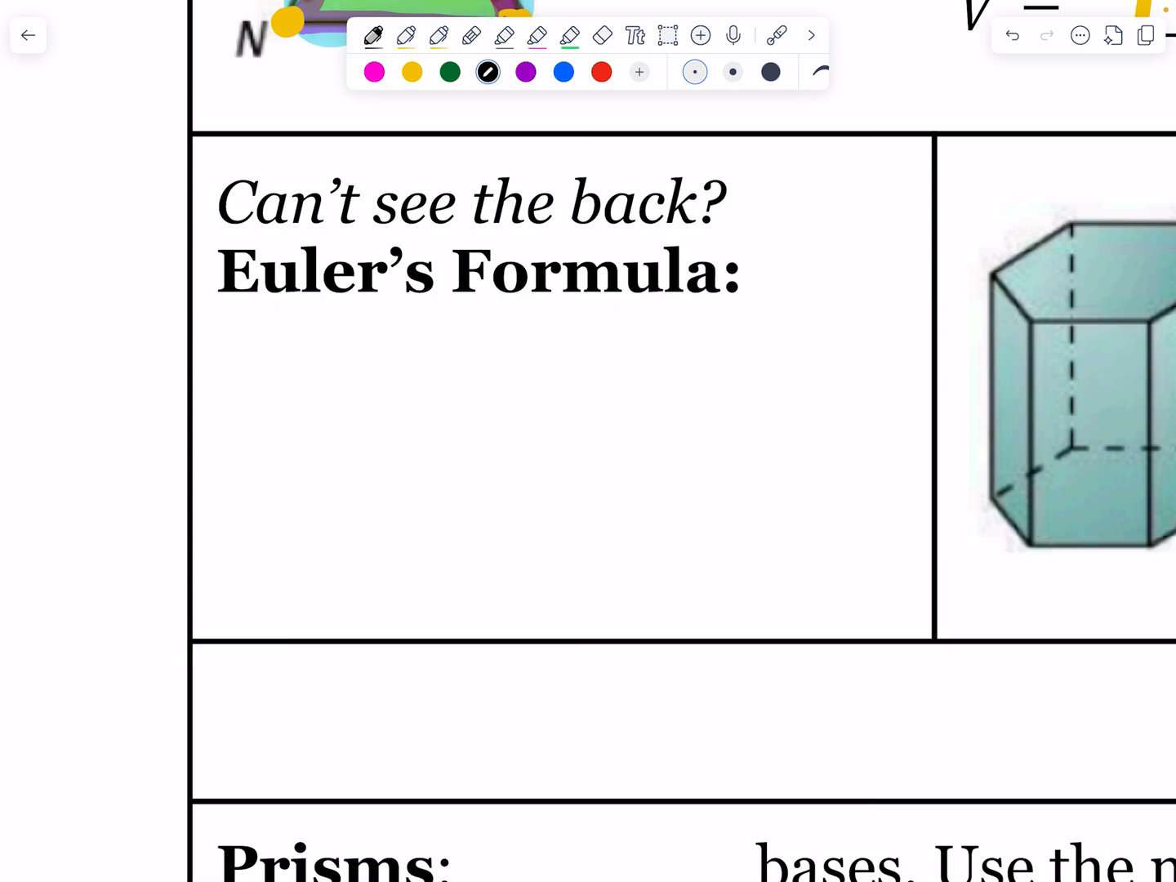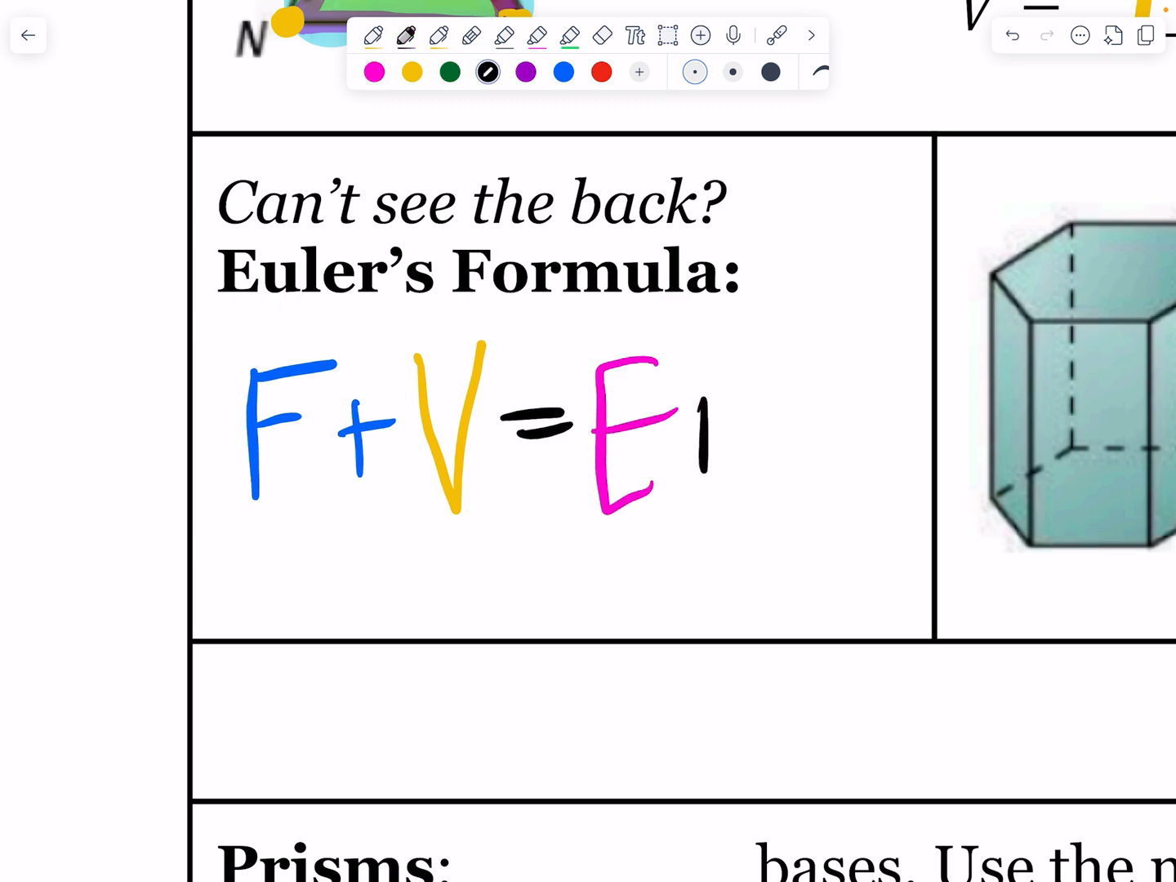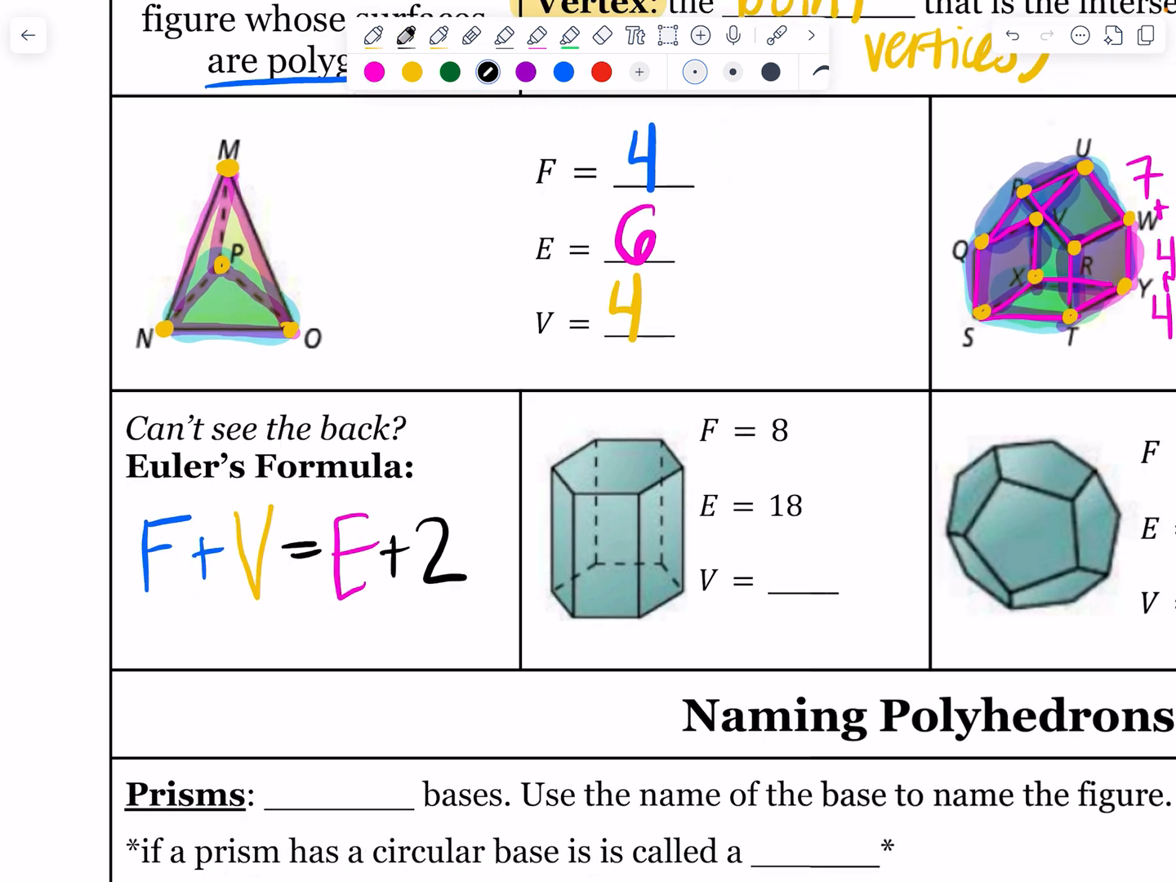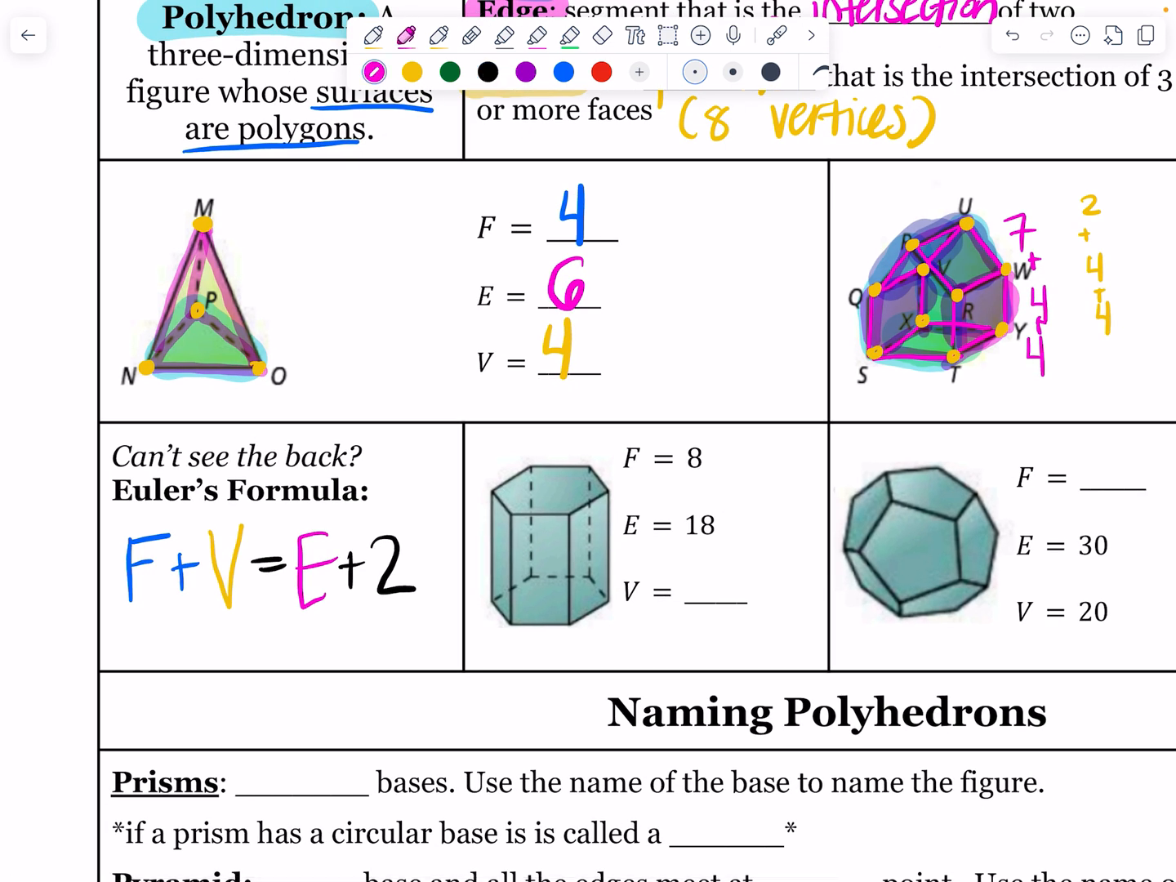This formula is called Euler's formula. It says that the number of faces plus the number of vertices is going to be equal to my number of edges on this shape plus 2. Okay, so F plus V equals E plus 2. My number of faces plus my number of vertices should be equal to my number of edges plus 2.